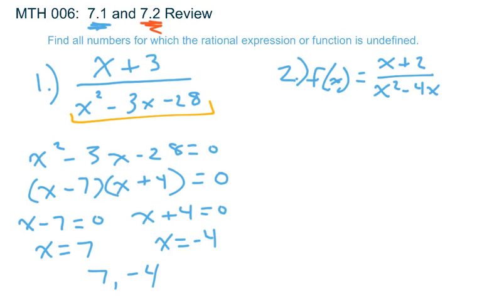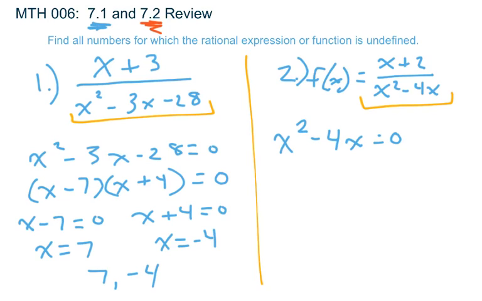Now looking at the next one, just do a line in there to separate them. Now this one we have a function f of x is equal to x plus 2 over x squared minus 4x. Again, we are just focused on when that denominator is going to be equal to 0. So we take x squared minus 4x equals 0. And again, we have to factor this. We see that both of those have a common factor of x, so we factor that out. And then we're left with x minus 4 equals 0.